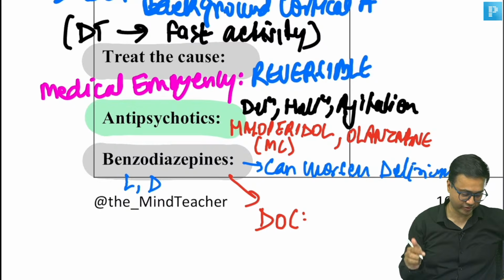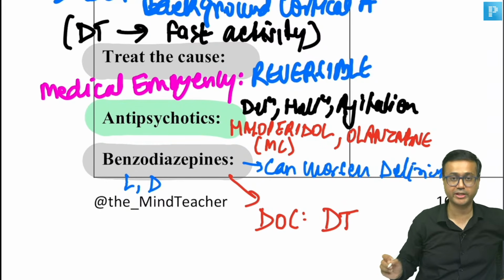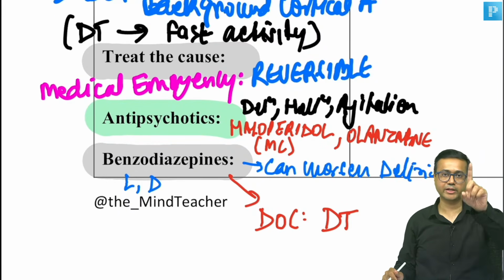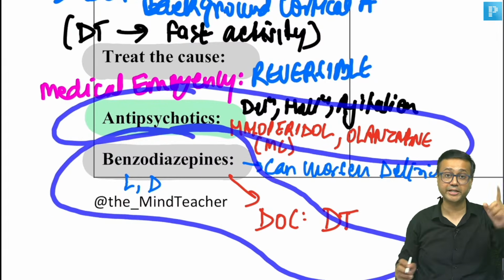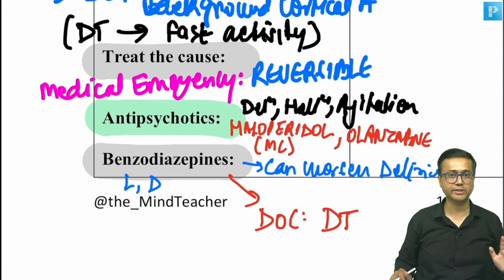In which delirium? One very good, in delirium tremens. Very good. So both these questions were asked in one FMG exam. Beta, in one exam both questions were there. They had asked drug of choice for delirium and they had asked drug of choice for delirium tremens. So please read the question carefully and then answer.